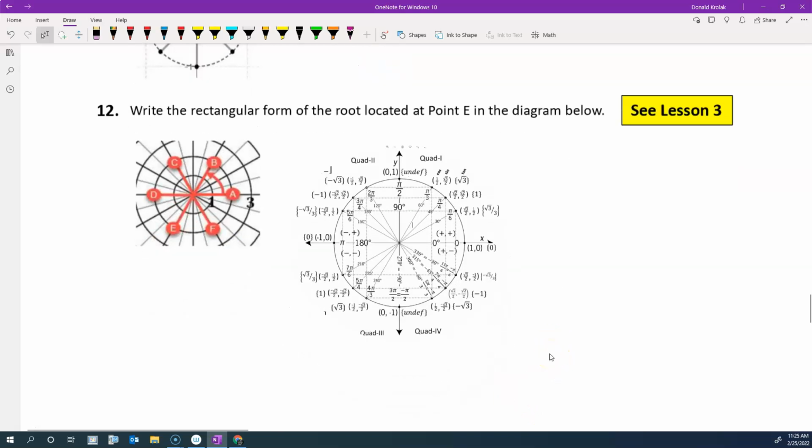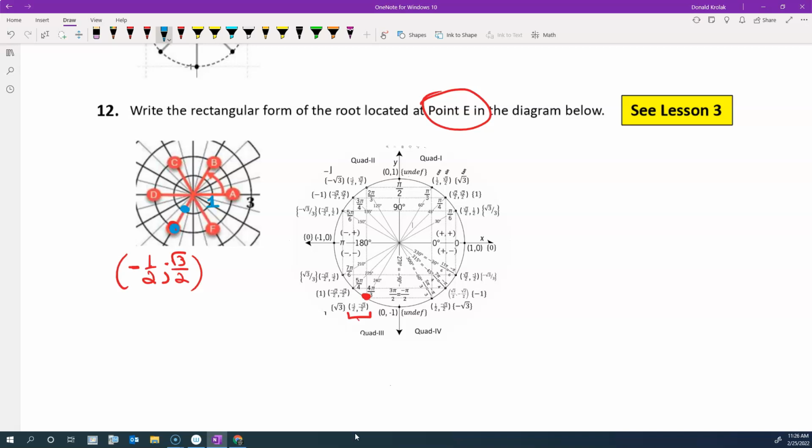All right, so if I asked what's the location of point E, well, point E corresponds to this angle right there. And the coordinates tell me what that is. That would be negative 1/2, comma, negative root 3 over 2. That's the coordinates of this point.